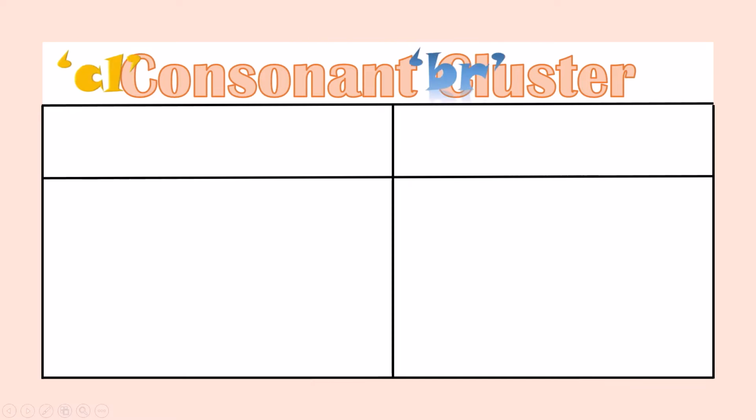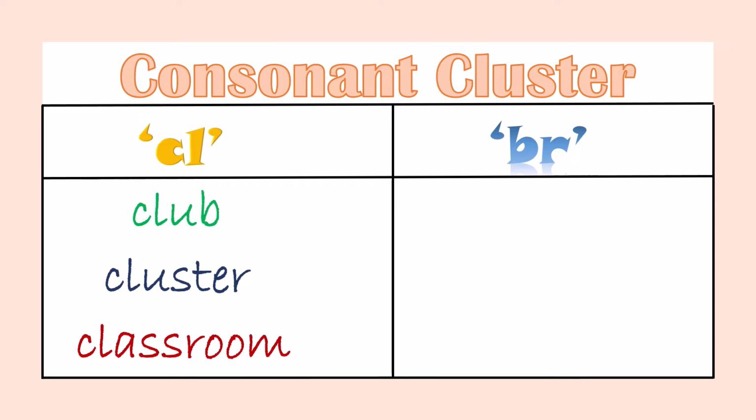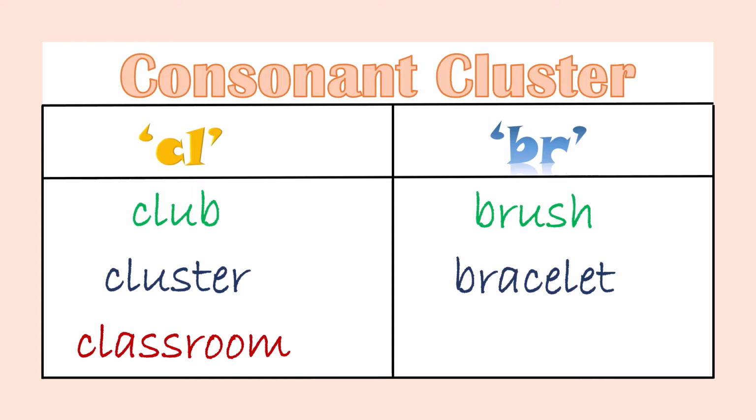Here you can see two columns. First cl, second br. Club, cluster, classroom, brush, bracelet, broom. In the first column, you can see all the clusters formed by cl initials, right? While in the second column, the words start with br.